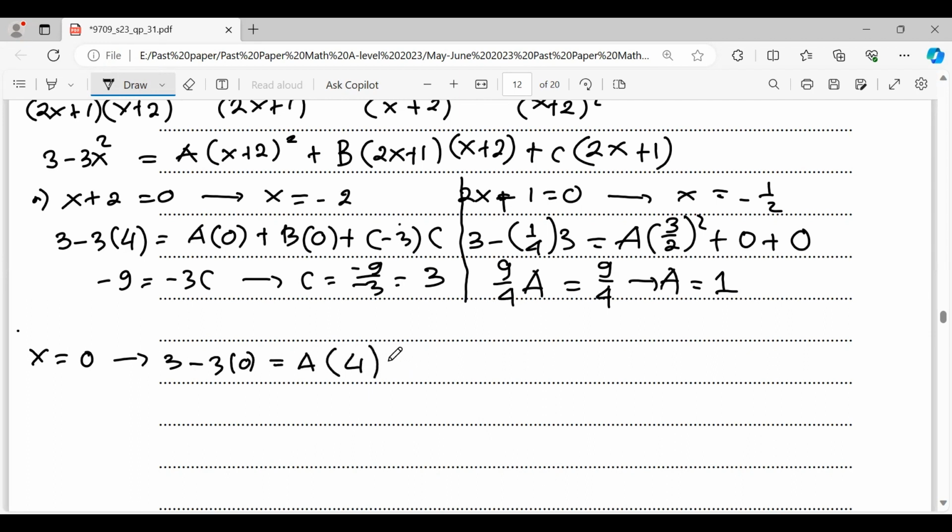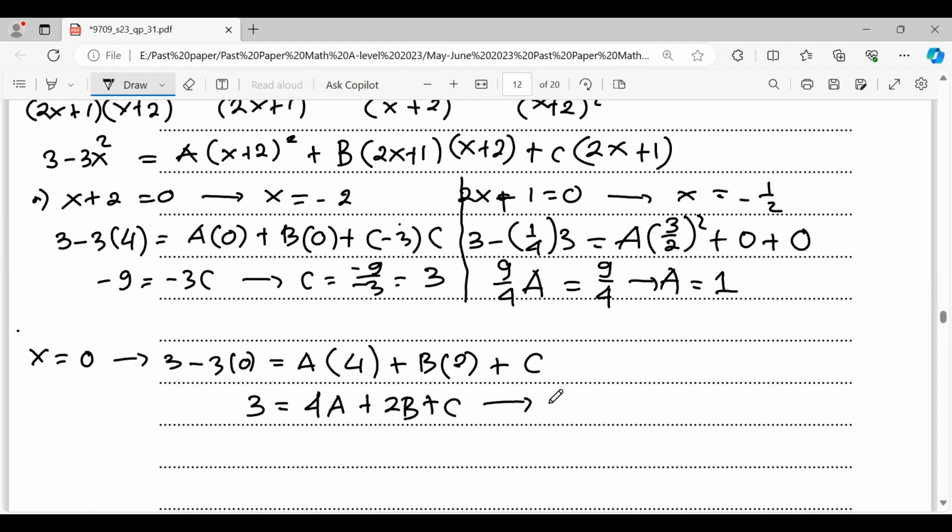Times 4. 1 times 2, 2, C. Okay, so 3 equals 4A, 2B plus C. C equals 3, A equals 1.